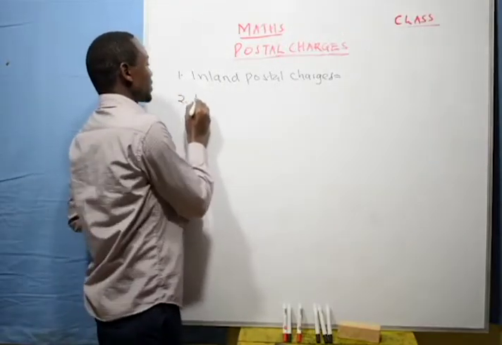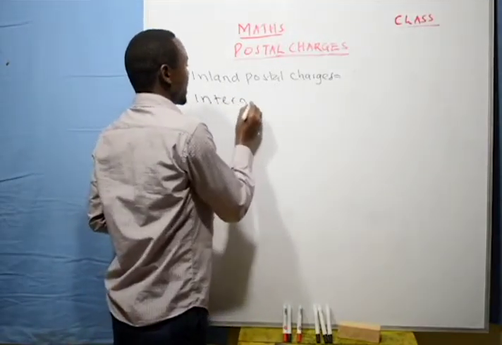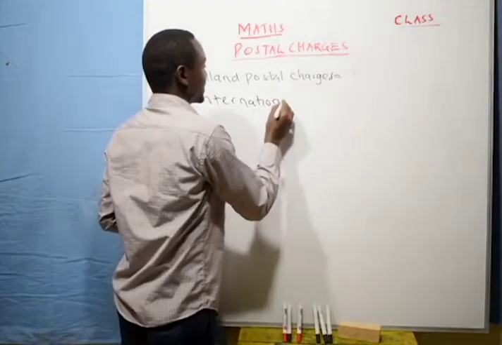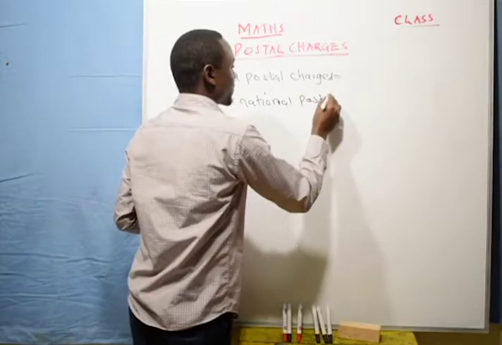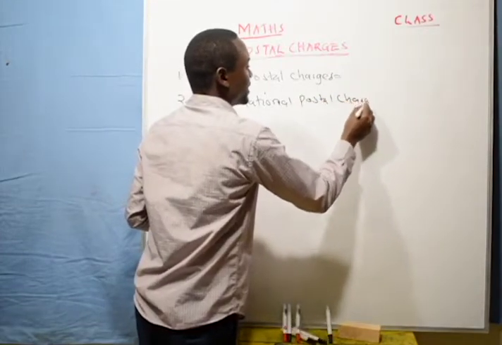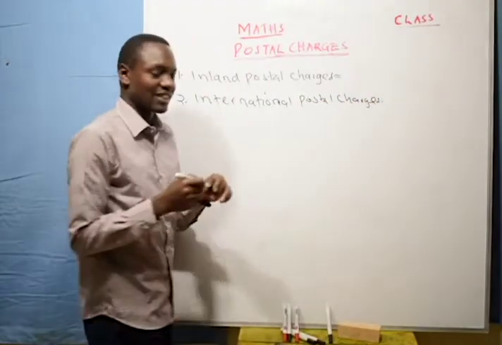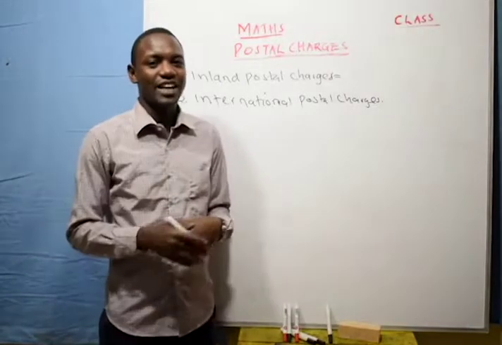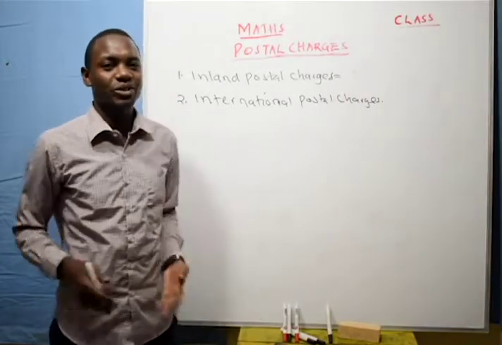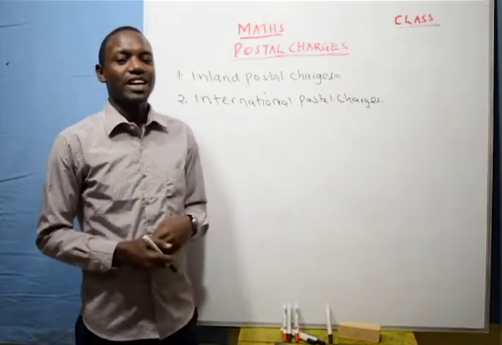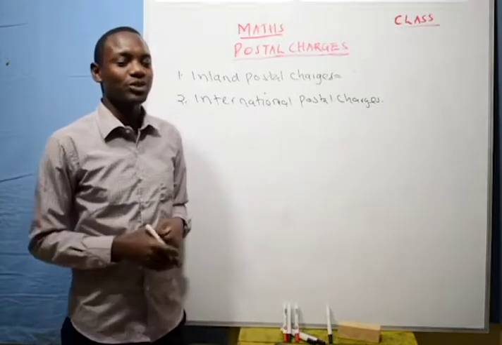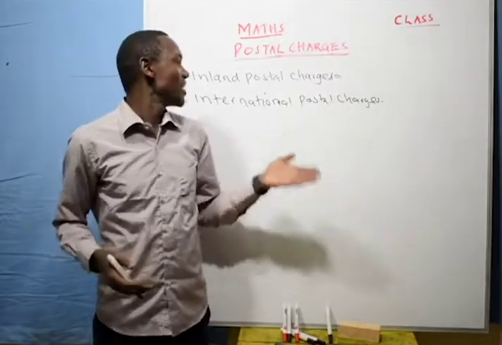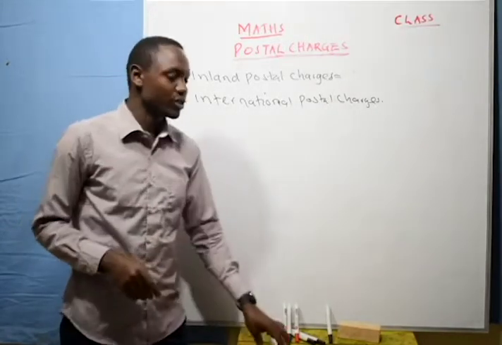Then we have international postal charges. These are postal charges outside the country, between different countries. For example, you are in Kenya and you send a letter to somebody in Saudi Arabia, or you receive a letter from a person in America. Those are international postal charges.